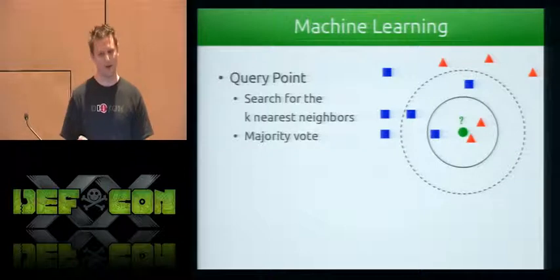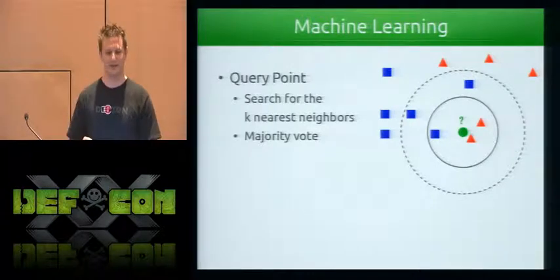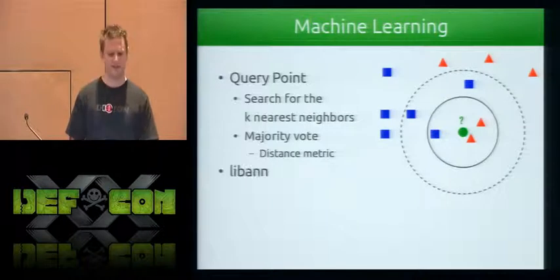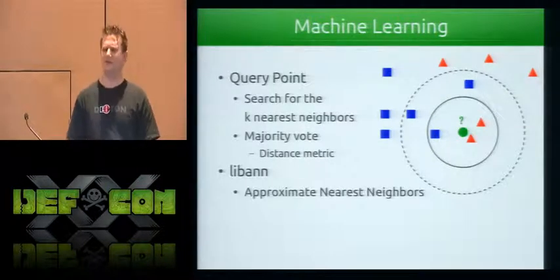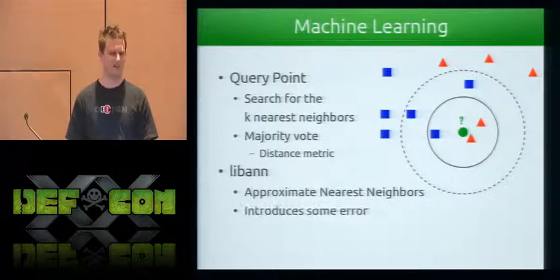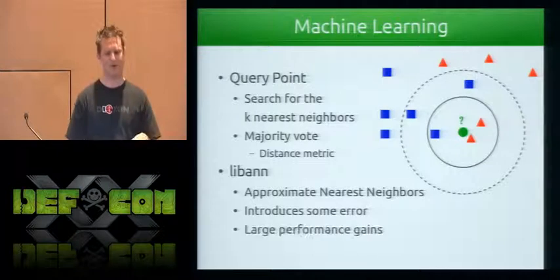So you want to try to tune your data and classification according to your data set. We also use a distance metric, like I said. We use libANN to do that, which is the approximate nearest neighbors library. It's approximate nearest neighbors because you introduce a tiny bit of error in the search space, but you get huge performance gains.